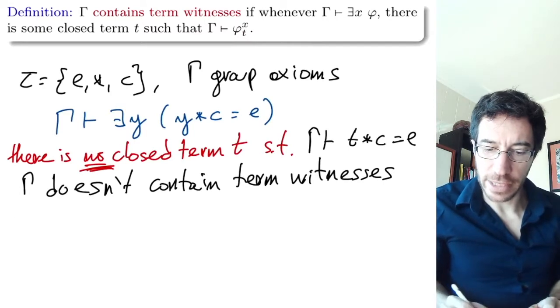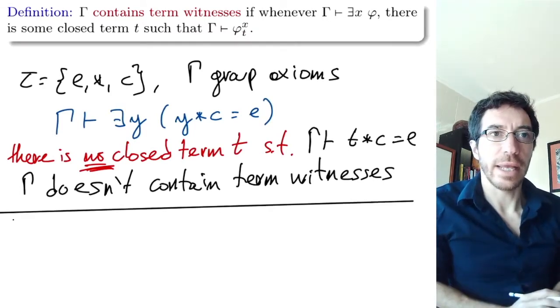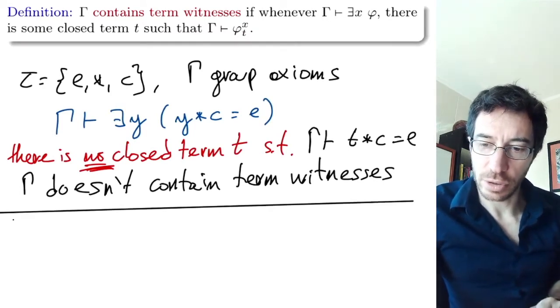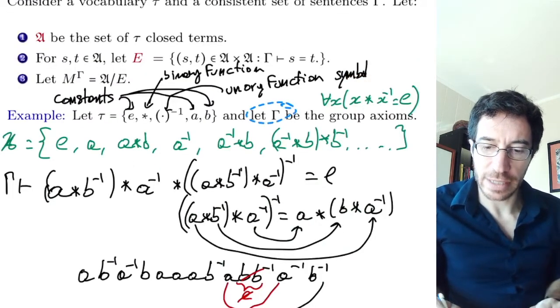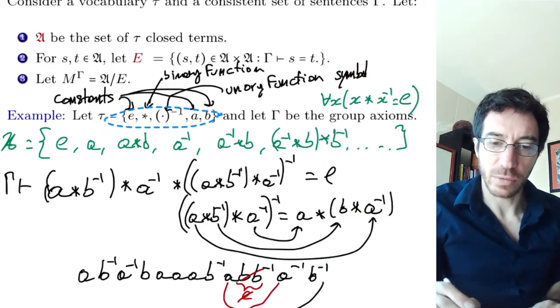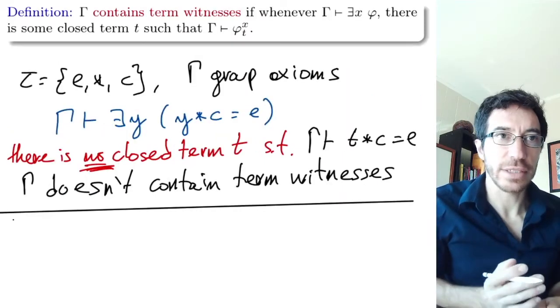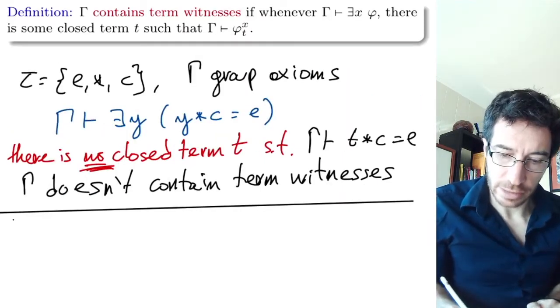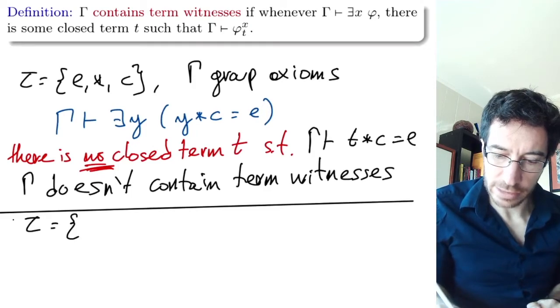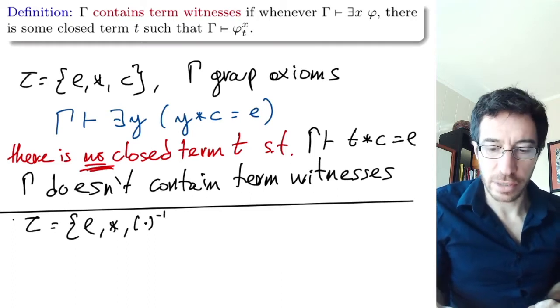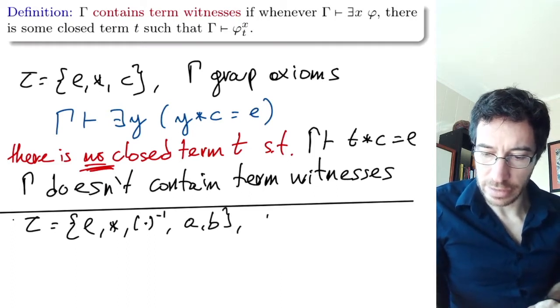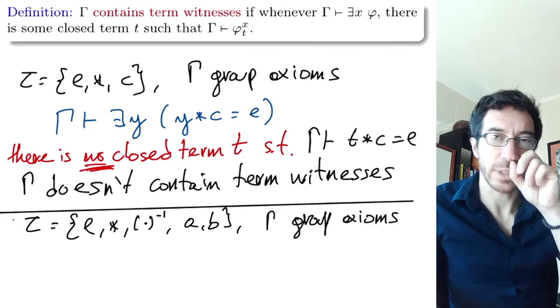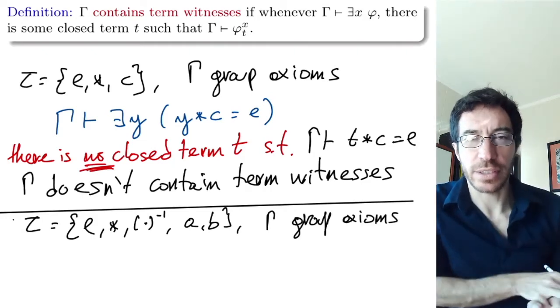Good. Let's see another example. Let's look at the other example that we saw last time, which is still the group axioms, but now with the inverse in the language. So in this case, tau has the identity star, but it also has a unary operation for inverse, and then two letters A and B, and gamma is the group axioms. But now the group axioms are built using this inverse operation, right?